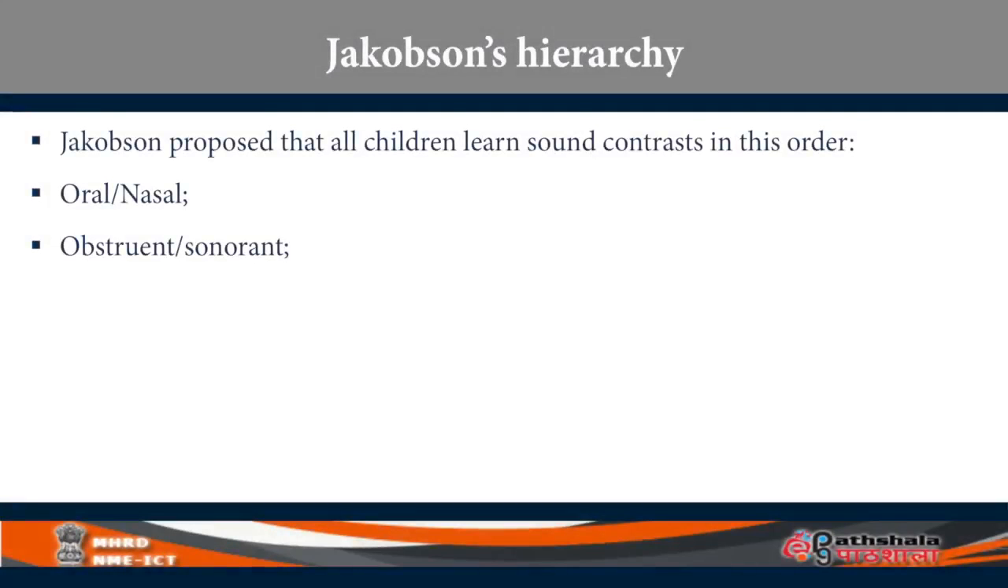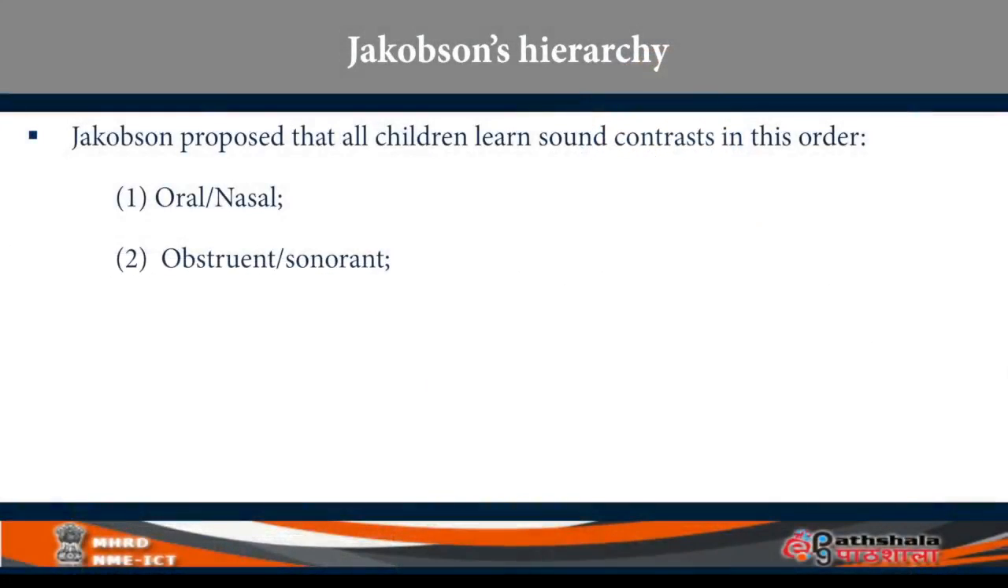Once the distinction is acquired, they go to the next contrast, which according to him is obstruent versus sonorant. What is the main difference between obstruent and sonorant? In obstruents, which are basically stops, fricatives and affricates, we are stopping the air stream for a few milliseconds, whereas in most sonorants, we don't stop the airstream. And also in the speech perception module, you would have learned obstruents are not acoustically, in terms of loudness, as loud as sonorants. Sonorants are very loud. What are sonorants? Nasals, vowels, semivowels, laterals, trills. So obstruent versus sonorant distinction is acquired by children.